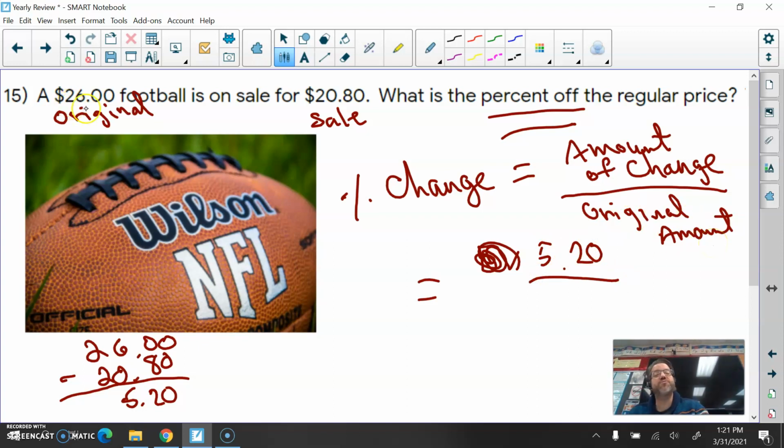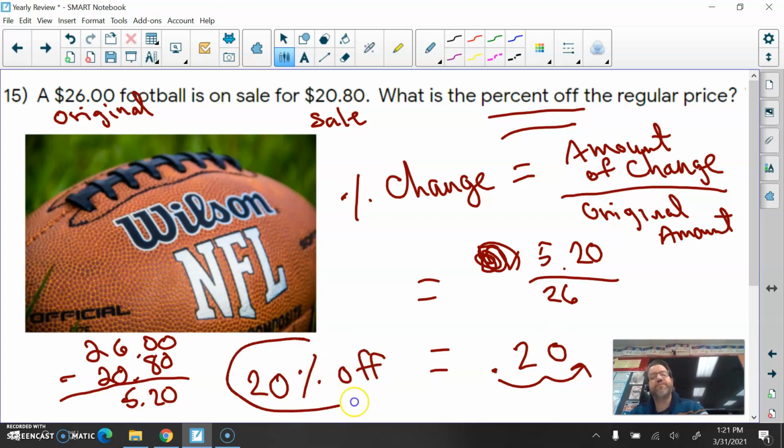Well, the original cost was $26. And you can use a calculator to do this. And when you do that, you're going to get 0.2 for a result. Okay, it equals 0.2. But we want to know what is it as a percent. This is our decimal. Move 2 spaces to the right. We fill this space with a 0. It looks like it's 20% off. So it was a 20% discount on that football.